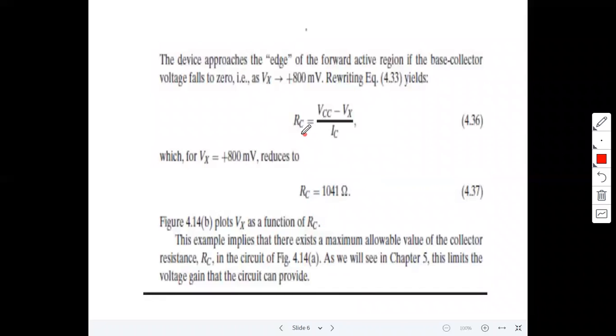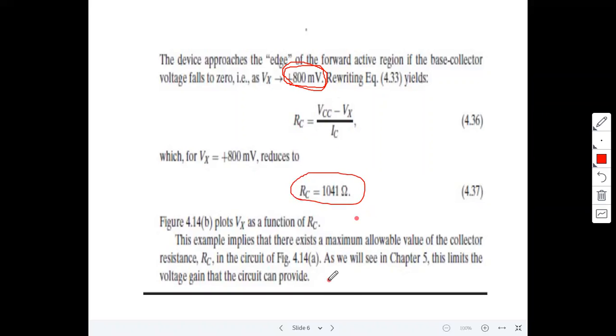Now RC is equal to VCC minus Vx divided by IC. Now what is Vx here? Vx is the minimum Vx to keep the collector base junction in reverse bias, which is 800 millivolts. So RC, the collector resistor, is equal to VCC minus Vx divided by IC. That is equal to 1041 ohms.